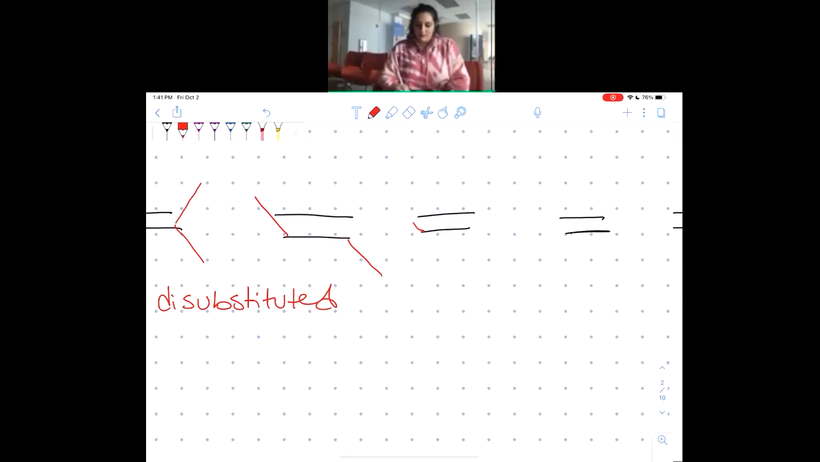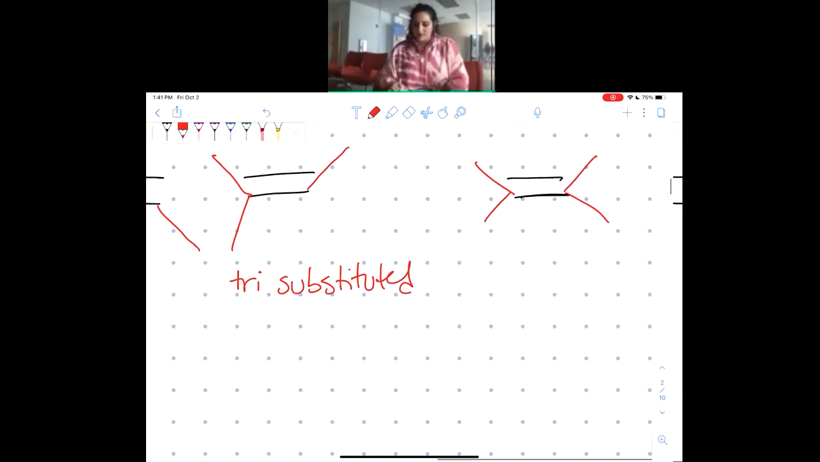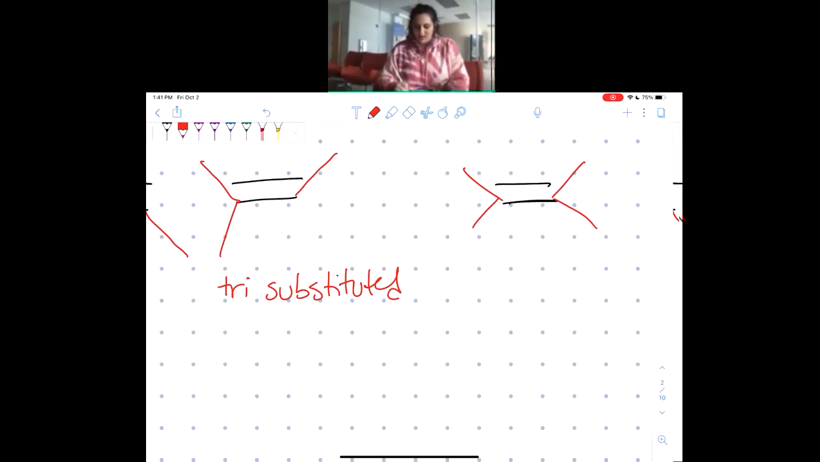If there are 3 substituents, we call it tri-substituted. And if there are 4, we call it fully substituted, or I think it's quadra-substituted. But Dr. West only really says fully substituted.